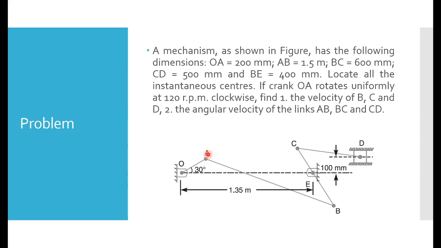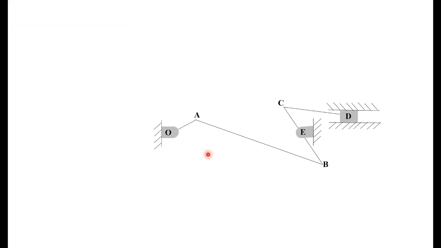Then you will continue. Now this is our diagram. Next read the question. In the question what you have to find are the velocities of points B, C and D. Now we have the velocity of point A.